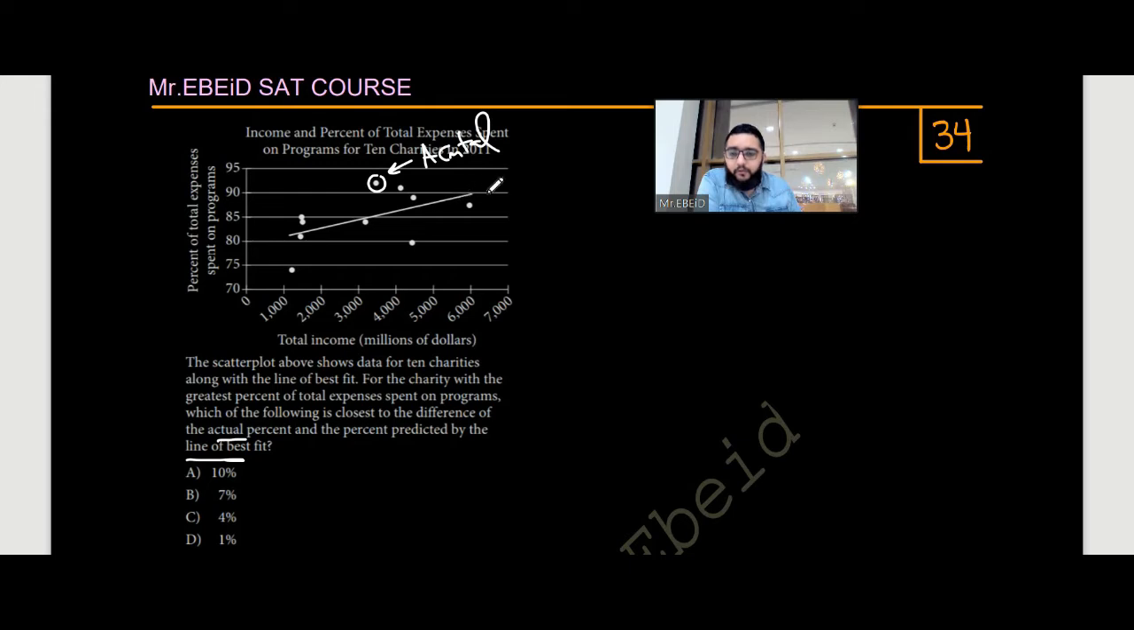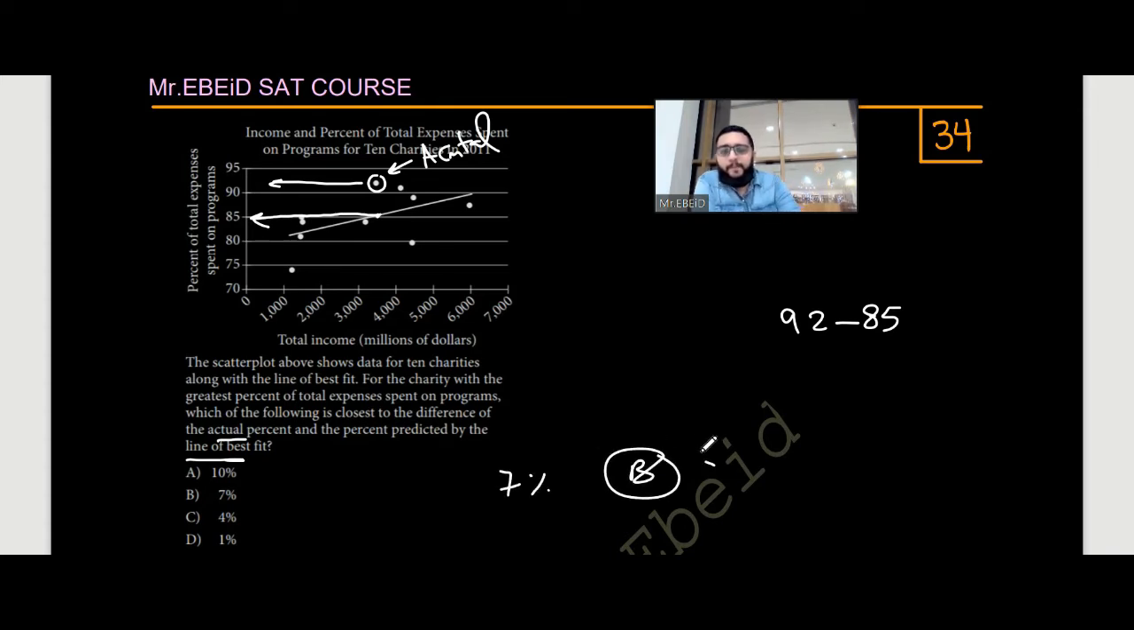And this line, which is called the predicted line or the line of best fit, just find this one, which equals 85, and the actual, which approximately equals 92. So subtract 92 minus 85, which equals 7%. So the answer is. Let's move to the next question.